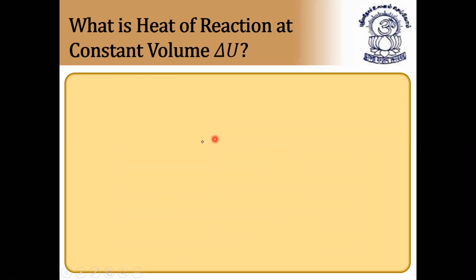Next, what is heat of reaction at constant volume? It is denoted by the letter delta U or delta E. Delta U or delta E is the same, that is, change in internal energy, but it is also called heat of reaction at constant volume.